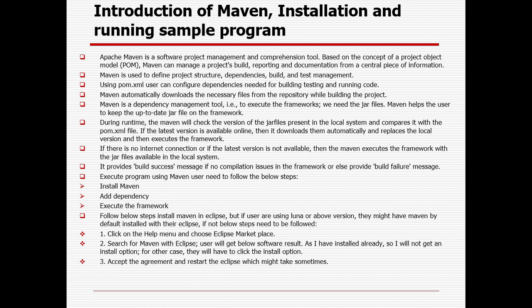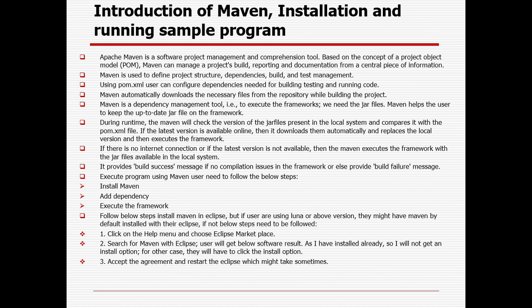Maven is a dependency management tool. To execute the framework, we need the jar files. Maven helps the user keep the jar files up to date in the framework. During runtime, Maven will check the version of the jar file present in the local system and compare it with the pom.xml file. If the latest version is available online, then it downloads it automatically, replaces the local version and then executes the framework.